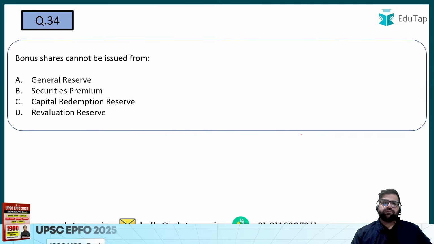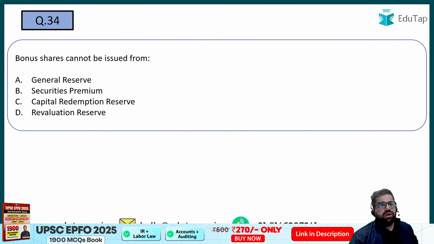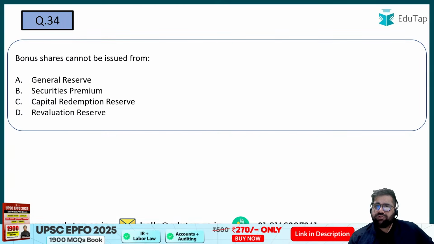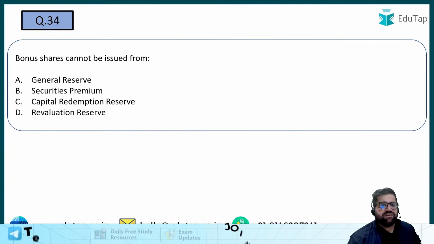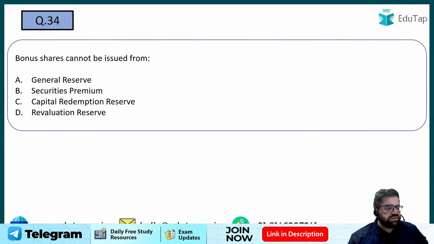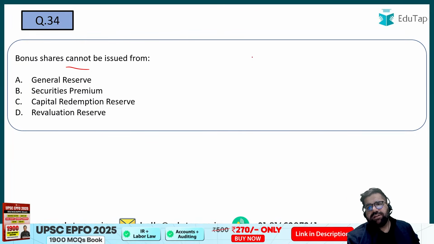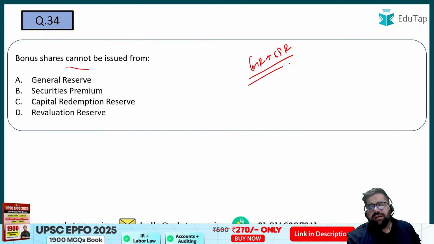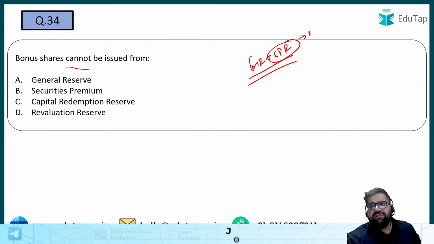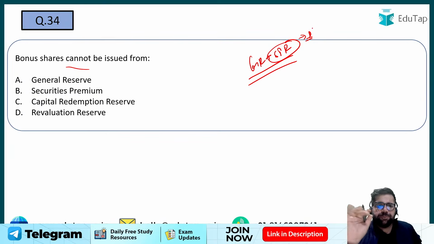Right. Question number 34. Bonus shares cannot be issued from which particular reserve? Can I use general reserve, security premium reserve, capital redemption reserve, or revaluation reserve? Bonus shares cannot यानी कहां से इशू नहीं हो सकते. See, there are two types of reserves जिससे आप सब कुछ कर सकते हो: general reserve and your security premium reserve. Right? आप security premium reserve से सिर्फ dividend नहीं दे सकते, बाकी आप सब कुछ कर सकते हो.